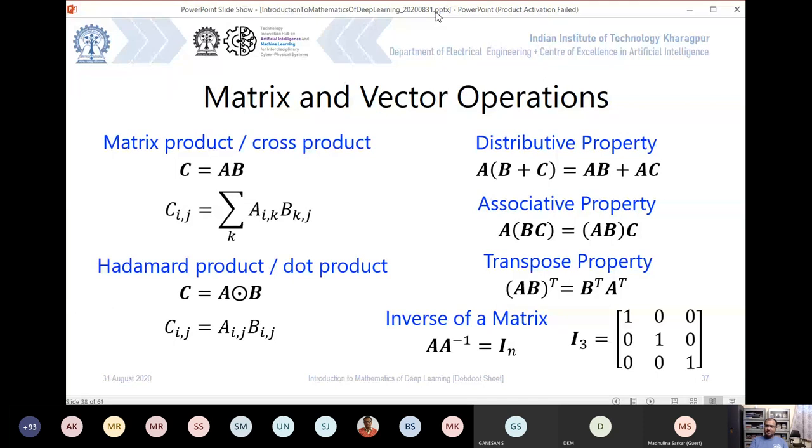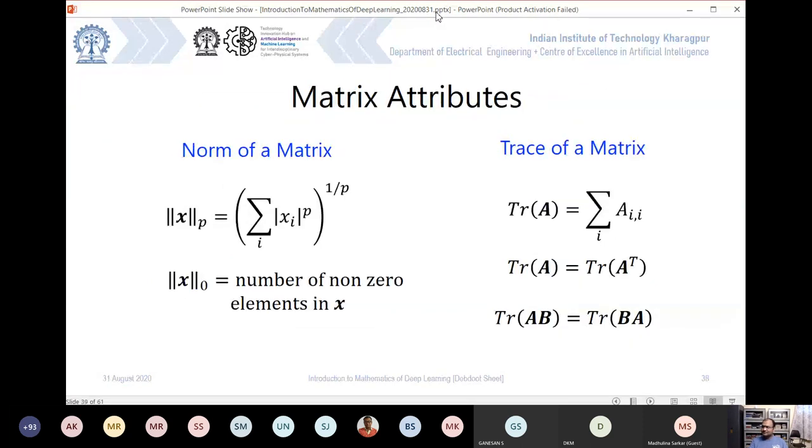So in fact, you know that these are things which you have already done in your plus two level mathematics. There's nothing great going on over here, and that's the only thing which we need for what we do today in deep learning. There are certain attributes which we look into. One of them is the norm of a matrix. Then we have something which is called the trace of a matrix, and they are also interesting attributes which we make use of often now and then to work it out.